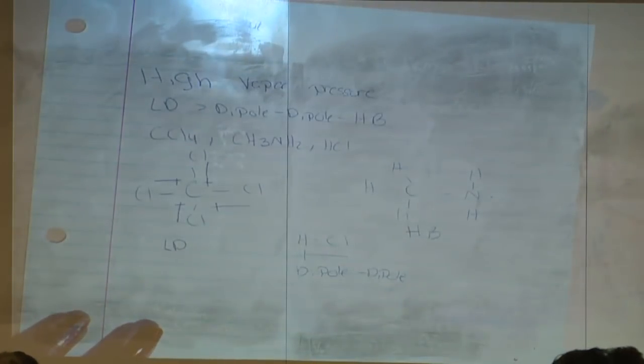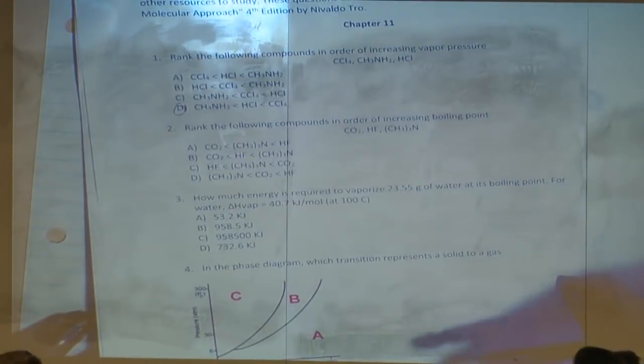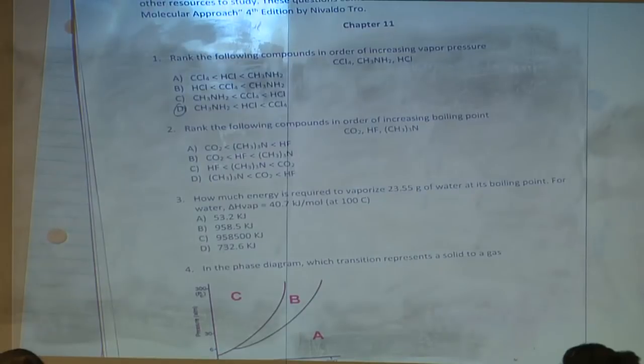All right. Now number 2 says to rank the following compounds in order of increasing boiling point. So boiling point is the opposite of vapor pressure. So that means the hydrogen bond is going to have the highest boiling point, and then dipole-dipole, and then London dispersion.